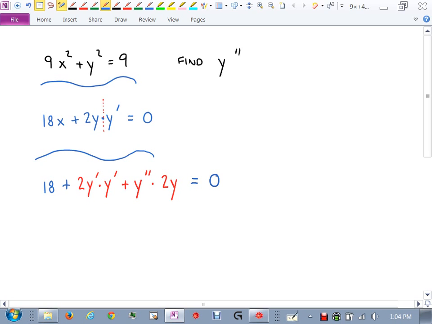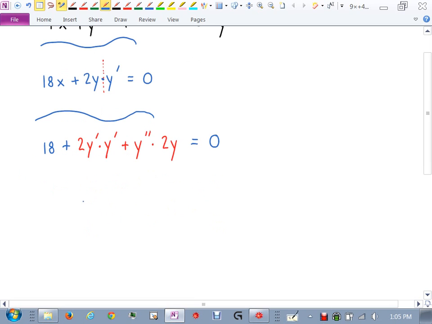And now you have to solve for y double prime. So I need to get this by itself. I have 1, 2, 3 terms. I can move this 18 to the other side, and the 2 y prime times y prime to the other side, which makes them both negative.